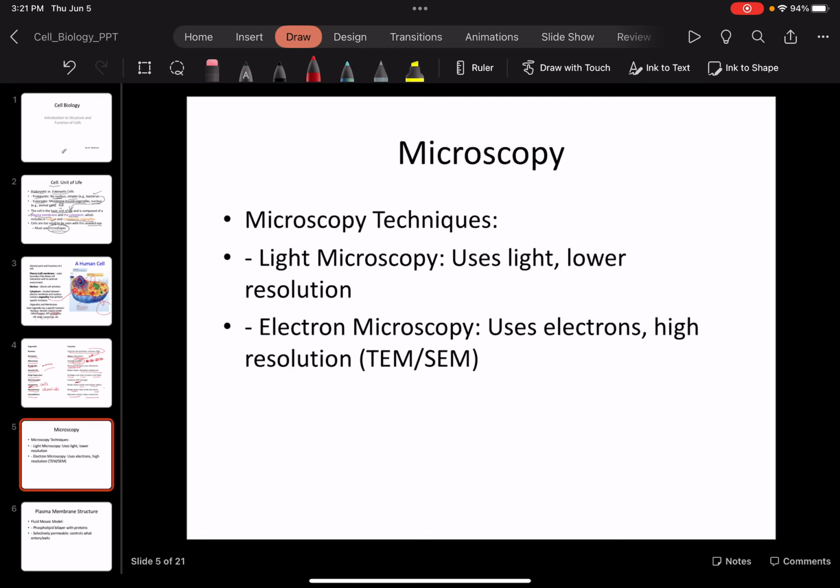So like I mentioned, microscope is a very expensive tool to see these cells. There are different types. Mostly we use the light microscope in our labs, the compound microscope.